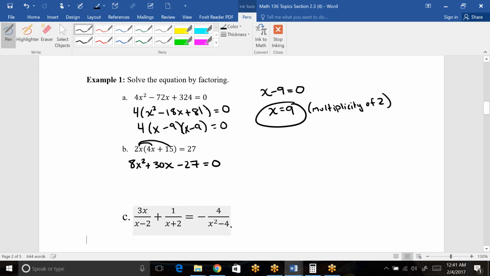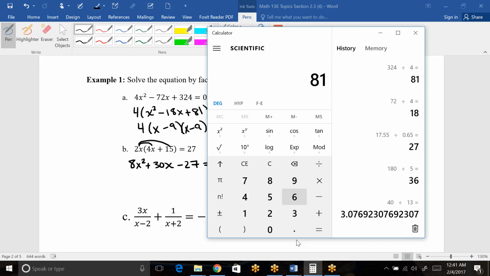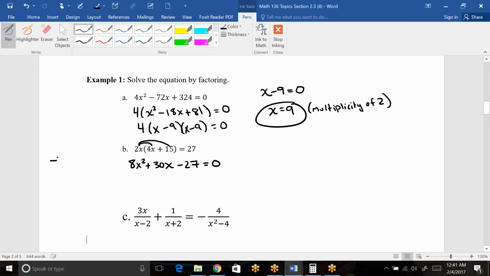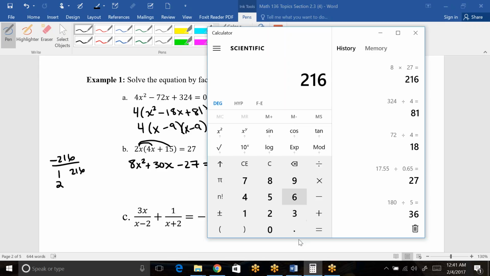Now, unfortunately, this does not look like there is a GCF, so we have to do 8 times 27, and that is negative, so it's going to be negative 216. Factors of that are 1 and 216, 2, and we're going to have to go through our list, so divide that by 2, 108.